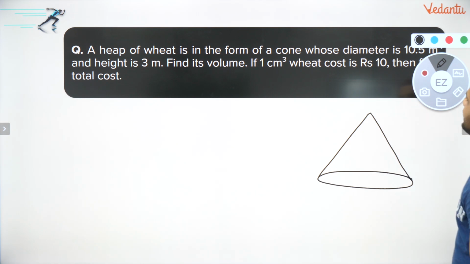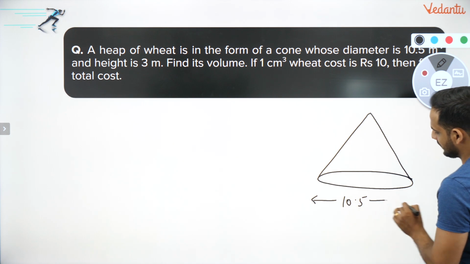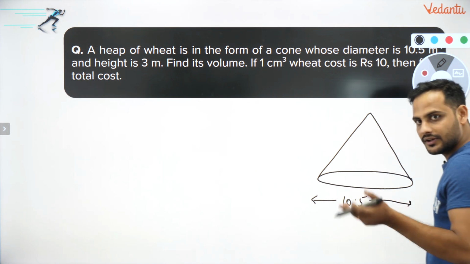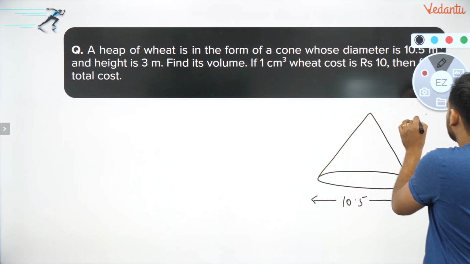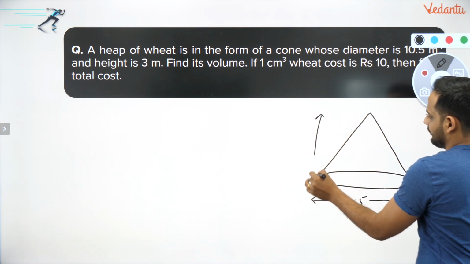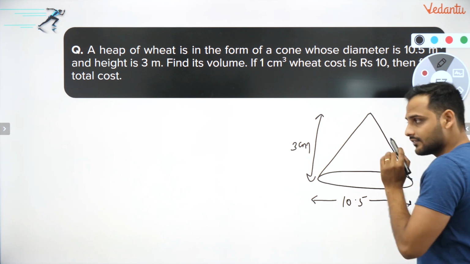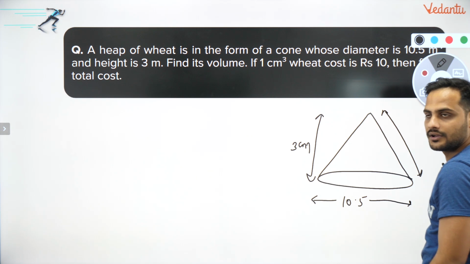Here they have told the diameter is 10.5. Remember, bachcho, the diameter is 10.5. Sometimes you might not read it properly and take the radius as 10.5, which is not correct. And the height is 3 meter. Okay sir, height is 3 meter. There is a difference between height and slant height. Slant height is this. Height is the perpendicular one, right?